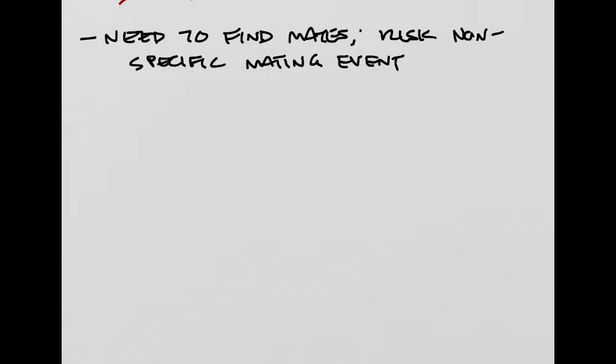So the first one is that in a sexually reproducing organism, you need to find a mate, and you also risk having non-specific mating events, meaning that you would mate with something that's not your own species, which would be totally inviable and a waste of your energy and time. The second one is that you must have male and female individuals in a population. Sorry, I might have cut that off. If you didn't hear it, then I'm going to write it down.